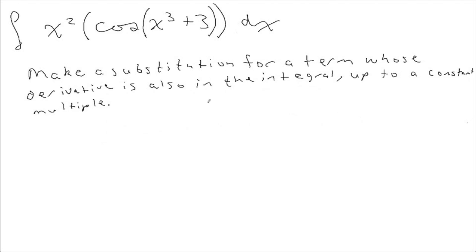Okay. Have that down? Yep. So here's the substitution we're going to make here. Well, what's the derivative of x cubed plus 3? That would be 3x squared. So notice its derivative is already here in the expression. The derivative of x cubed plus 3 is 3x squared. Well, there's already an x squared here in the expression.